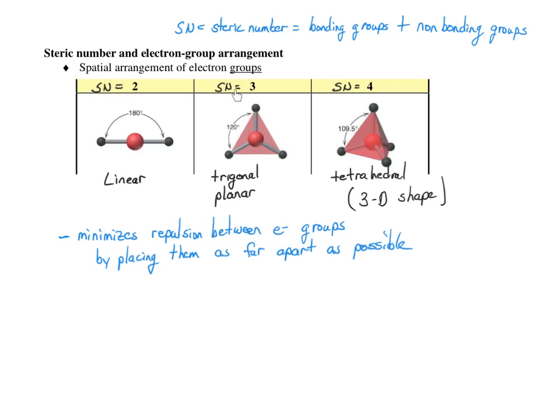For a steric number of 3, the angle is 120 degrees. A tetrahedral shape applies for a steric number of 4. This is a 3-dimensional geometry. It's no longer all in the same plane as it is in trigonal planar, but it's a tetrahedral geometry.